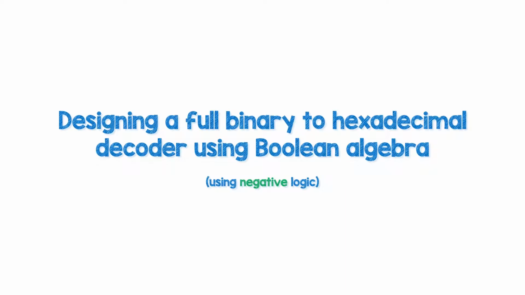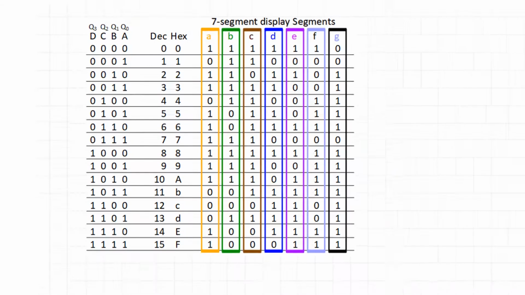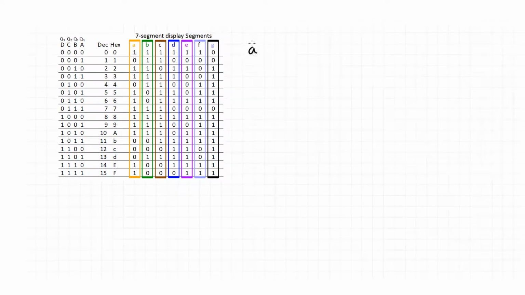I'm going to design a full binary to hexadecimal decoder using Boolean algebra and using negative logic. So we're looking for when the output is low because it's often more efficient and quick. So this table shows us when the segments are lit or not lit for all counts from 0 to 15, and we're going to use negative logic. We're going to focus on when the outputs are low because there's fewer cases to deal with and fewer Boolean expressions. So for not A there are these 5 states, whereas there were loads more when A was high.